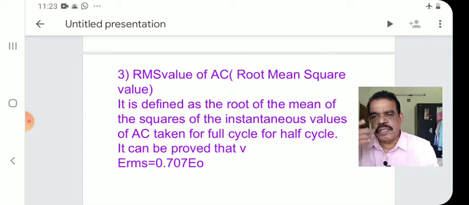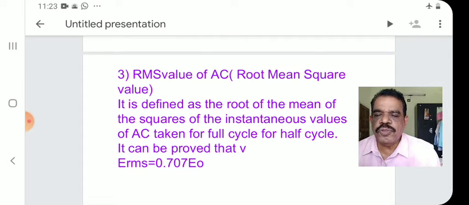If it is not mentioned, we take it as the RMS value, and always the RMS value is equated to DC. When we say 100 volt DC and 100 volt AC, we always equate the RMS value with the DC value. Peak value is always greater. That is why there is a question.